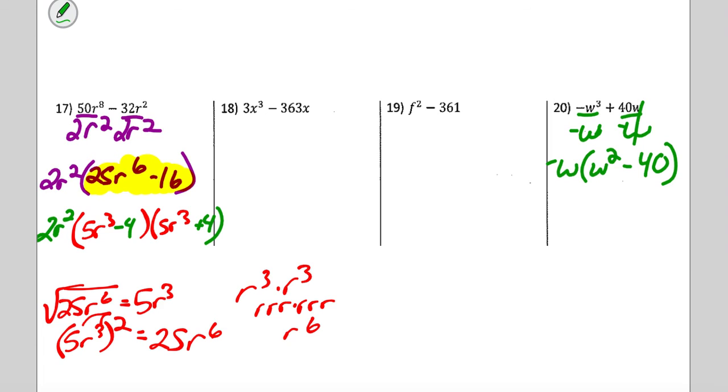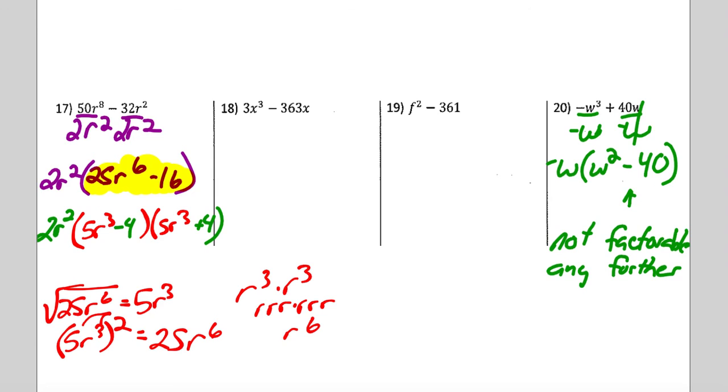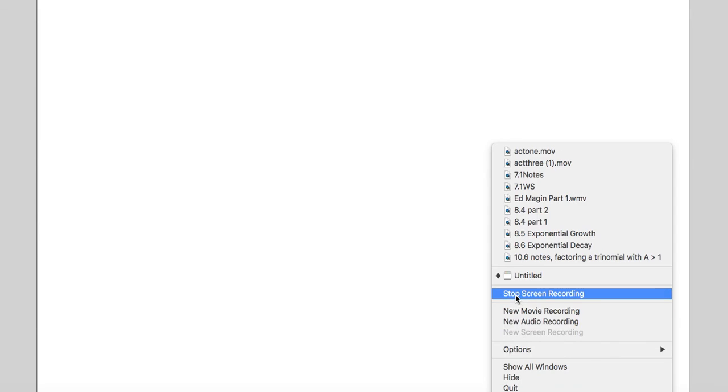From here, folks, I like square rooting w squared, that's w, but square root of 40, that's not factorable any further because square root of 40 is not a perfect square. So we had a good start on that one. That's all we can go. We can't make stuff up. Oof, that's half of your assignment all done.